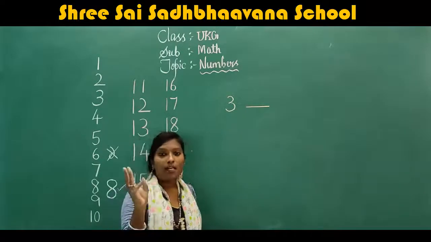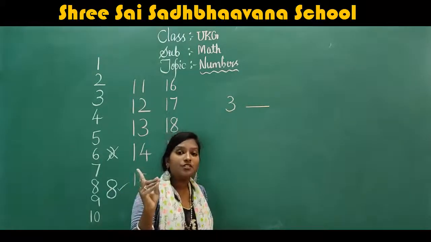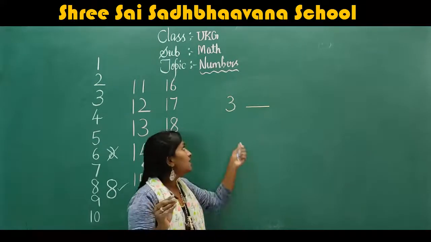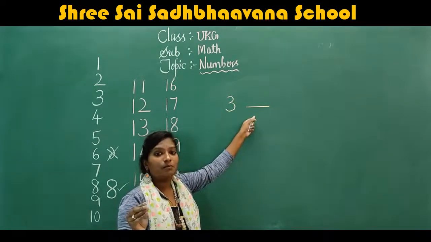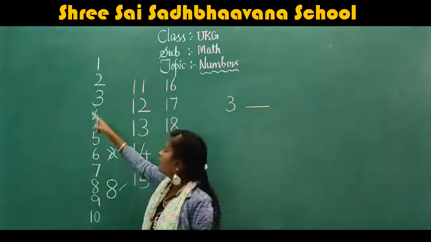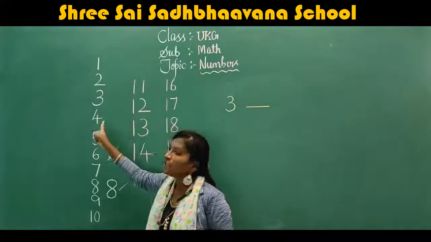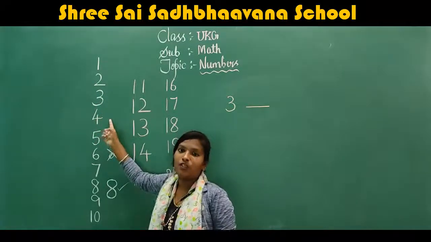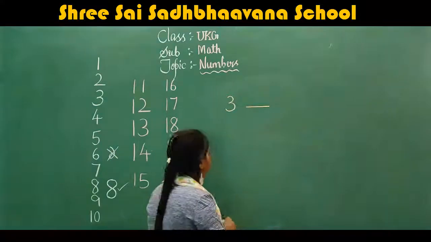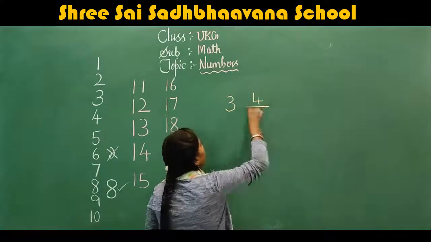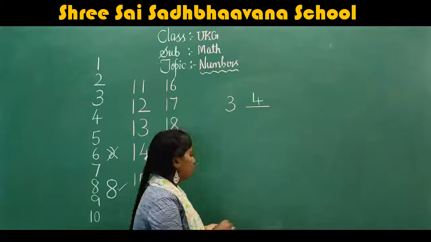Right, children? 1, 2, 3. After number 3 comes number 4. See here? 1, 2, 3, 4. Number 4.